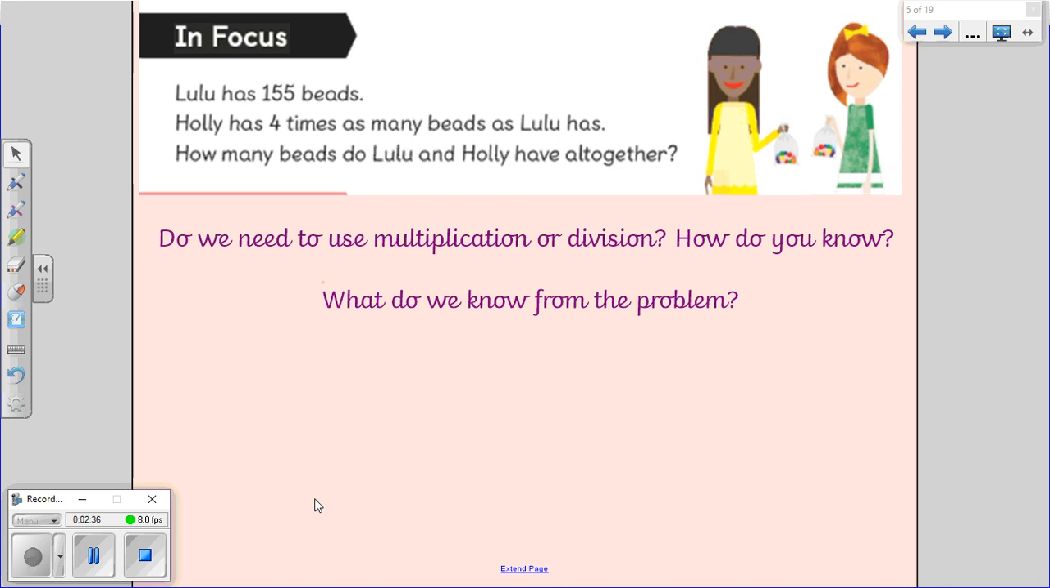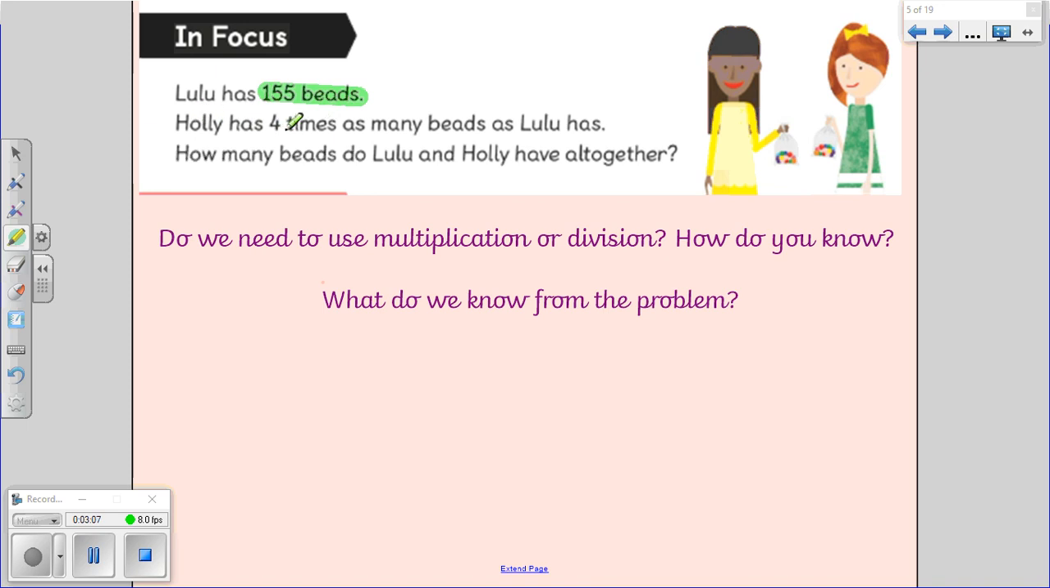Okay, so hopefully you've looked through the problem. You may have even written down or highlighted the key parts of the question that are going to help you work out what this problem is. So let's read it again and highlight some important information. So there's 2 children involved in this question, Lulu and Holly. And it tells us Lulu has 155 beads. So we already know how much beads Lulu has.